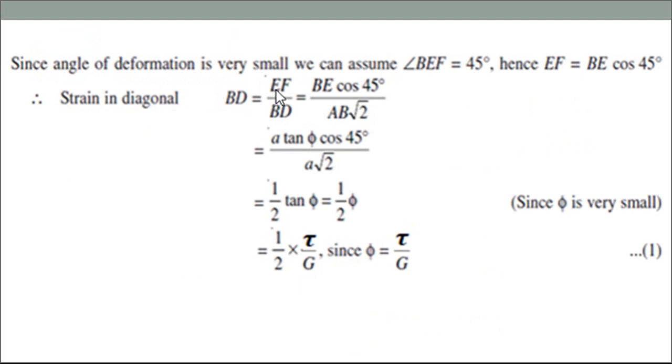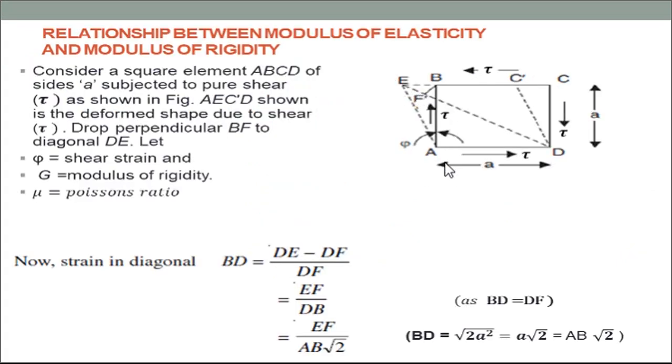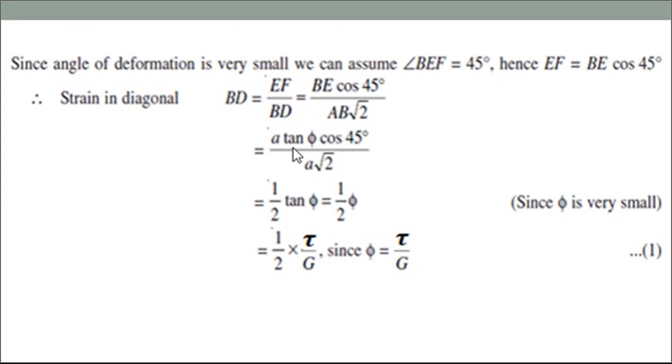So strain in diagonal BD is EF divided by BD. Put that EF value, BE cos 45, in the numerator, and BD we already found as AB root 2. BEA is again a right angle, and you can find tan phi is equal to BE divided by AB. So BE is a tan phi, because the side of this square element is a. So a tan phi into cos 45, divided by AB, whose length is small a, and root 2. So a cancels. Again cos 45 is equal to 1 upon root 2. So it becomes one half tan phi. Since the angle phi is very small, you can directly take tan phi equal to phi. So one half phi means phi by 2.